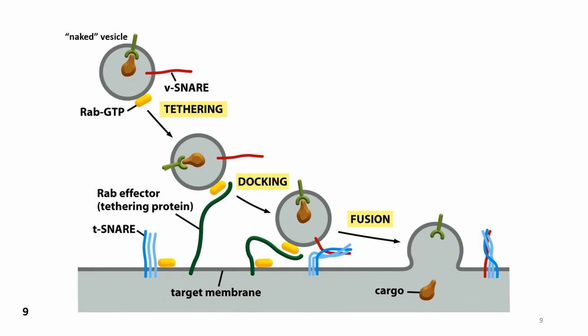When a vesicle becomes naked, it will expose the proteins that are going to be required for docking onto a target compartment. The previous video spoke at length about this, so I won't go into detail, but recall that Rab proteins are responsible for tethering and docking, and snare proteins on the vesicle as well as on the target membrane are going to be responsible for vesicular fusion to the target membrane.